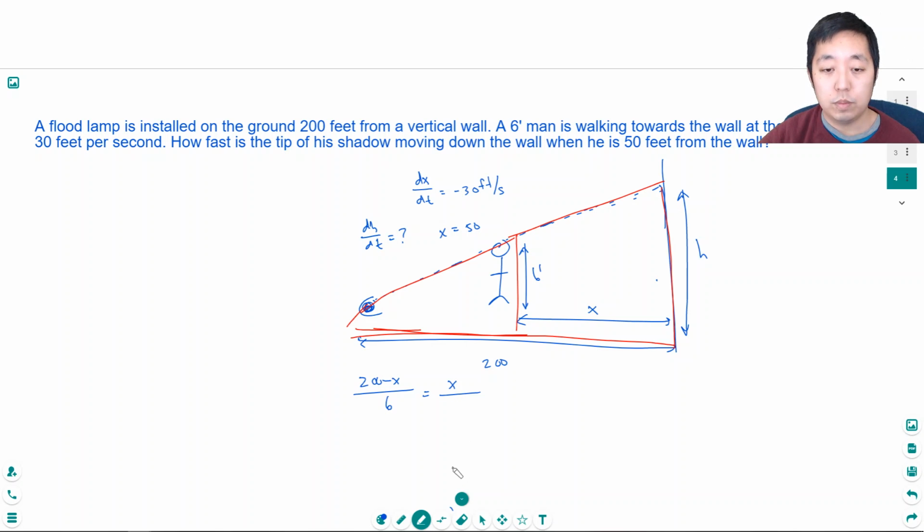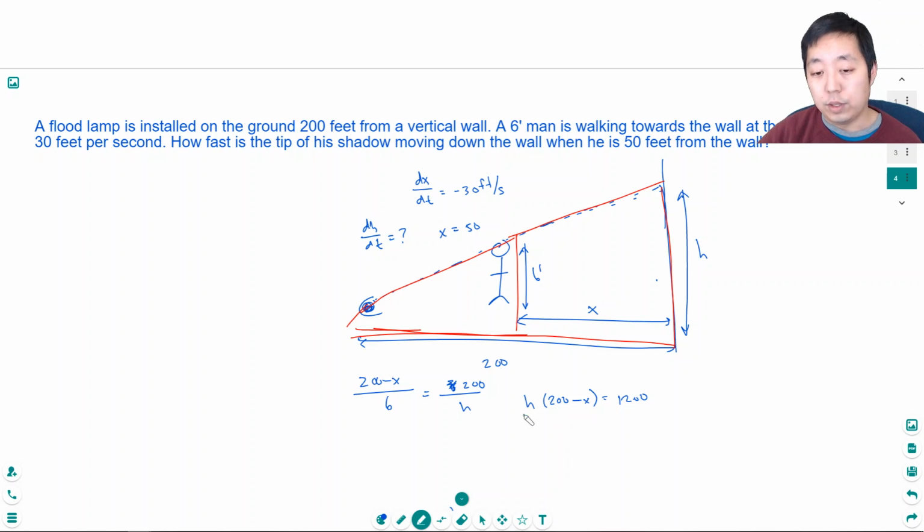No. This whole triangle, 200 over h, this over this. So I did this to this is equal to this to this. Yeah, that's the ratio. I'm trying to find dh/dt, so I'm going to rearrange for h. I get h times 200 minus x, just cross multiply. This is equal to 6 times 200, which is 1200.